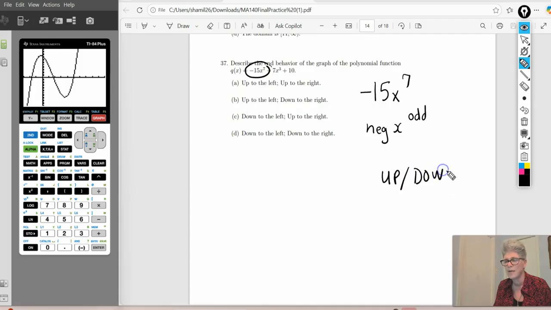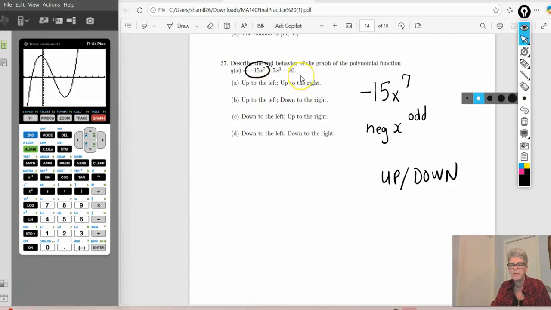So there's like 4 cases that you need to memorize. If it's a negative number times x to an even power, the end behavior is down, down. If it's a positive number times x to an even power, end behavior is up, up. And if it's a positive number times x to an odd power, then you're down, up. So up to the left, down to the right, the answer would be B.